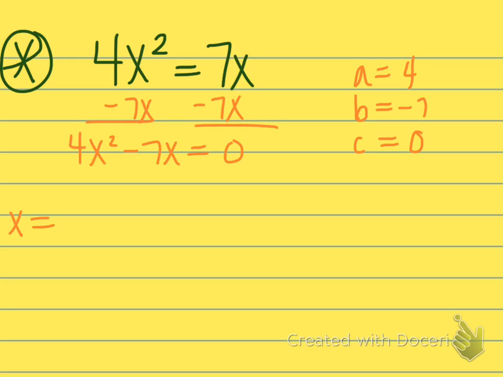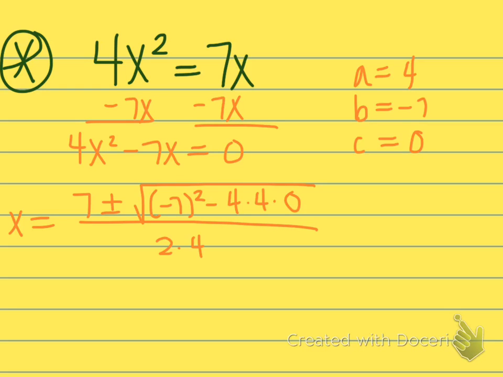So we have x equals double negatives on the 7, so positive 7, plus or minus the square root of negative 7 squared, put it in parentheses, minus 4 times a times c, divided by 2a. Well, when I simplify this, remember negative 7 squared is positive 49, because when you square a negative, you get a positive value. So positive 49 minus 0 gives me 49, and I'm taking the square root of that to get 7. So I have x equals 7 plus or minus 7 divided by 8.